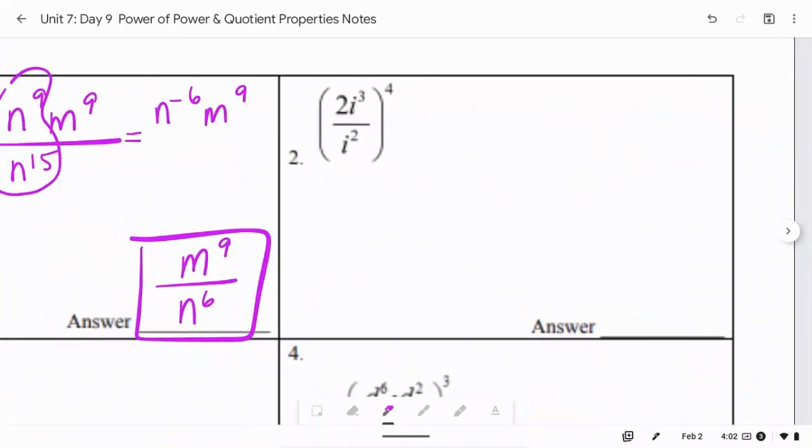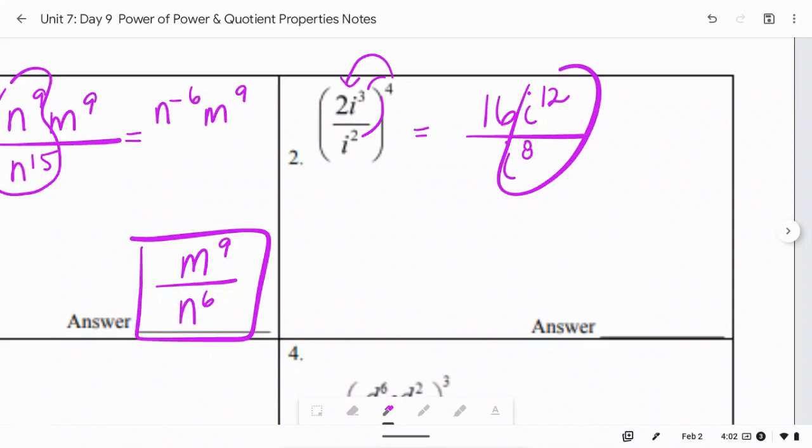Moving on, example 2, we're going to distribute the 4th power. So first we're going to do 2 to the 4th power, which is 16, and then multiply the exponents. So I get i to the 12th over i to the 8th. Since it's a division problem, now we're going to subtract the exponents with the i's. So I'm going to have 16, and then 12 minus 8 is i to the 4th power. Final answer.